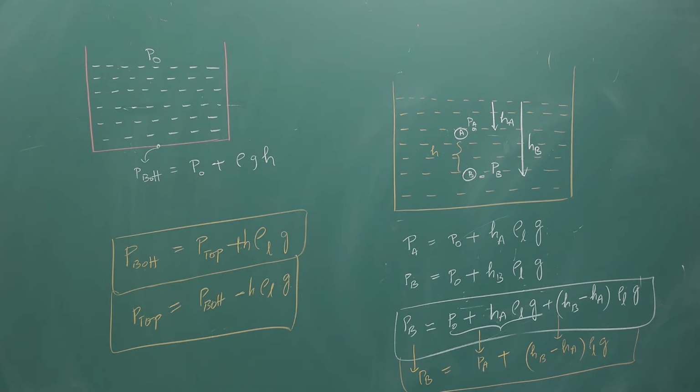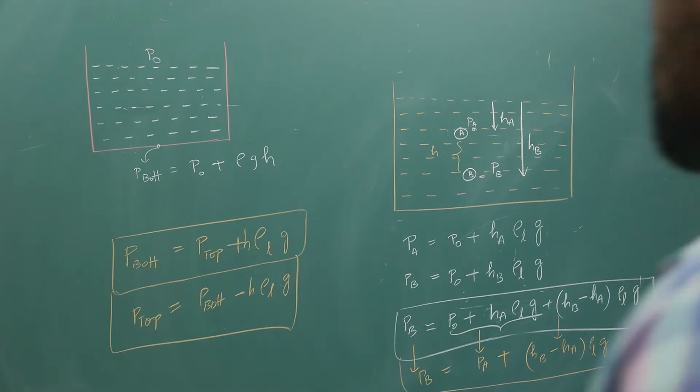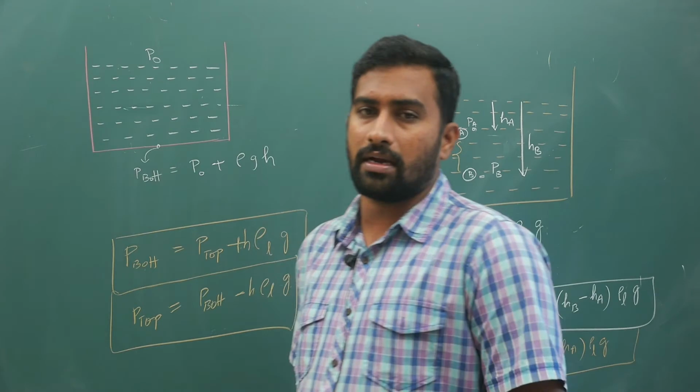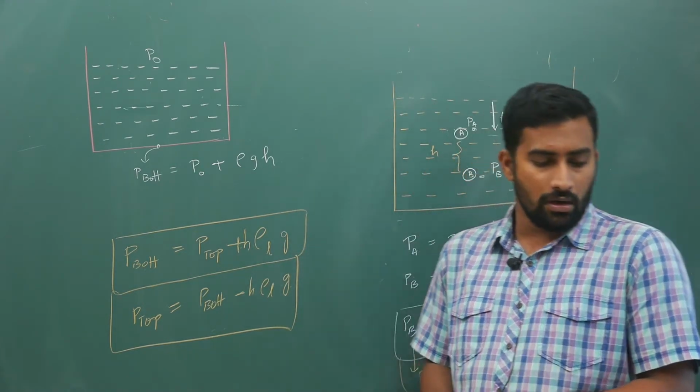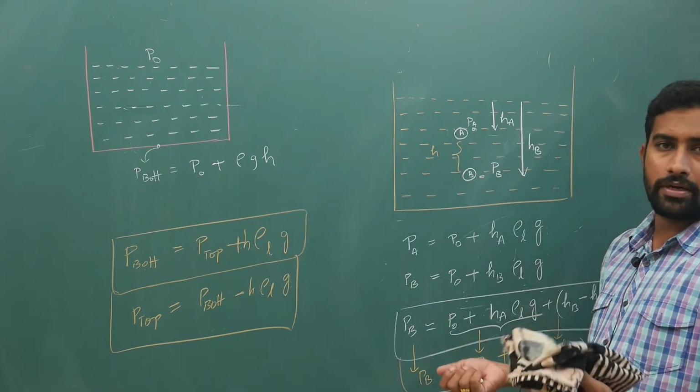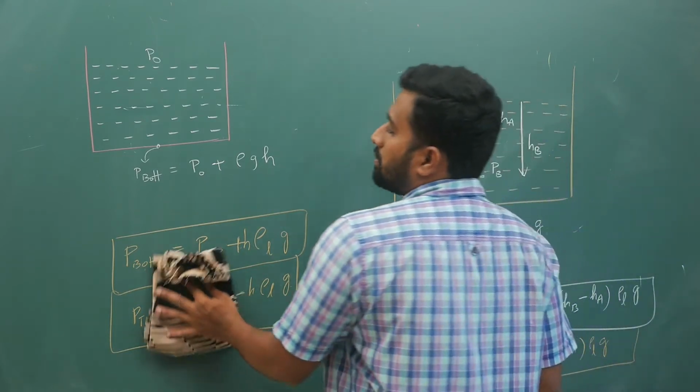Pressure at two different points, you can calculate it that way. Pressure at the bottom point is pressure at top plus H rho G, and pressure at the top point is pressure at bottom minus H rho G. If you are going up, pressure decreases. If you are coming down, pressure will increase. This you must understand, and it is important. Just keep this basic stuff in mind. Now let us come back and calculate pressure in different situations.